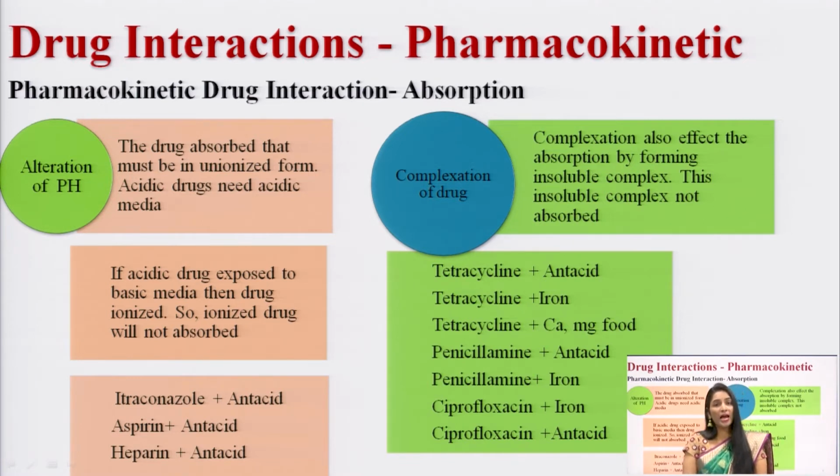The next example is aspirin and antacids. Antacid is a basic form, aspirin is an acidic form, and definitely it is going to alter the pH. Heparin and antacids as well. So, these are the examples that fall under alteration of pH.